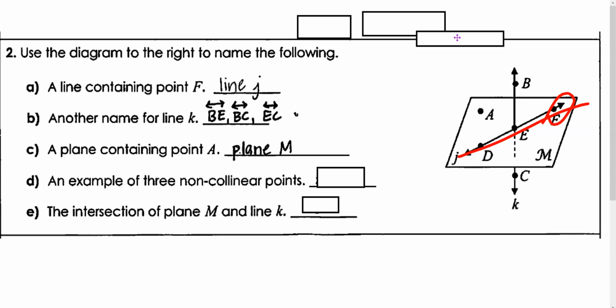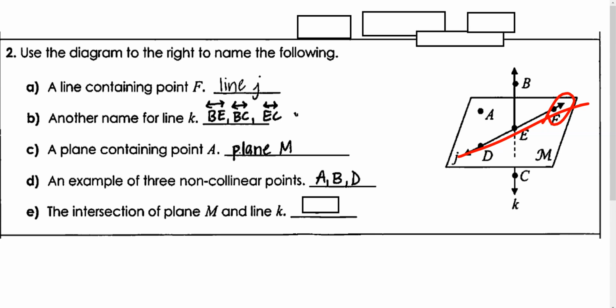An example of 3 non-collinear points. Well, those are points that would not be on the same line. So if you notice that A is not on the same line as D and E, so you can say that DEA, all different ones. ABD are not on the same line.